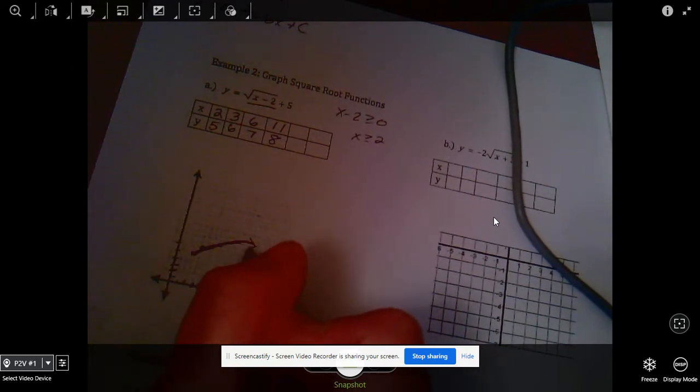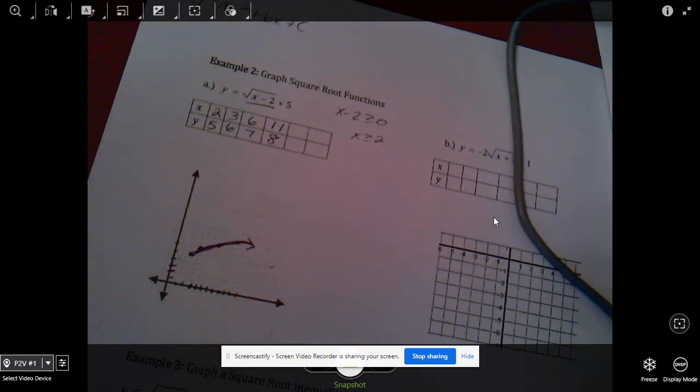Go to 6, 7. 3, 4, 5, 6. And go up to 7. And 11. 10, 11. And go up to 8. So it's going to be this curve.